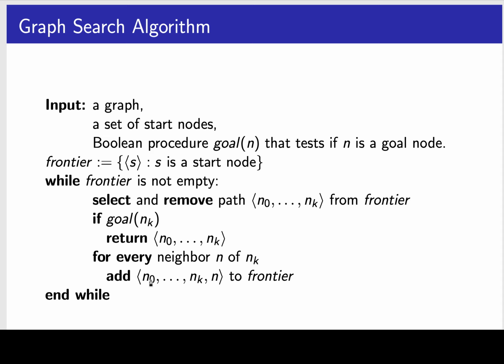Otherwise, we're just going to expand it for every neighbor. So for every arc from n_k to n, we're going to expand this and add that to the frontier, and we're just going to repeat.